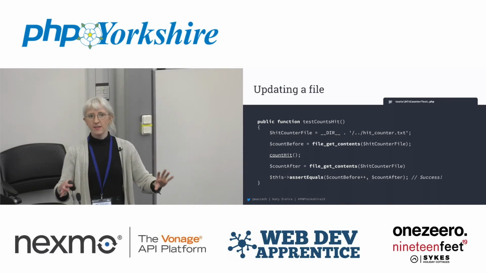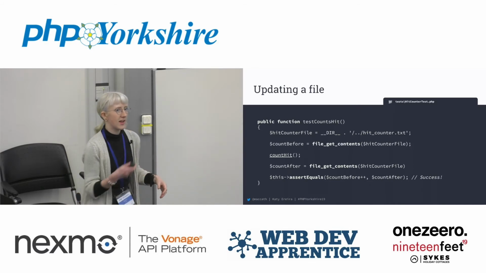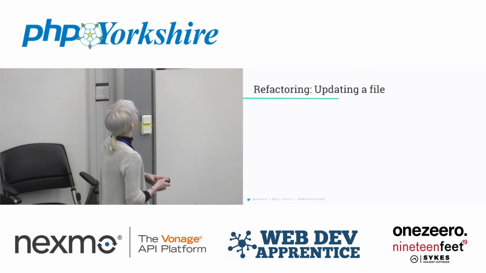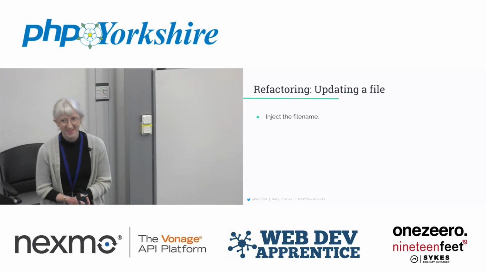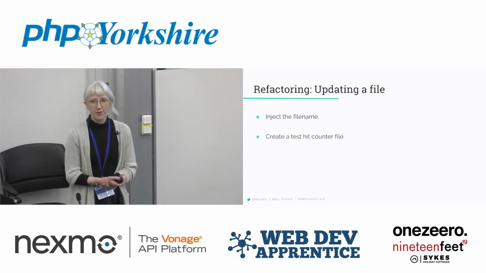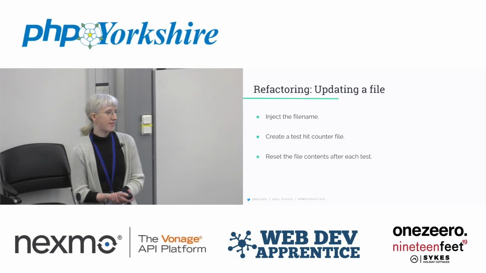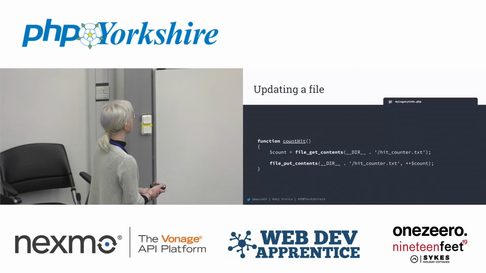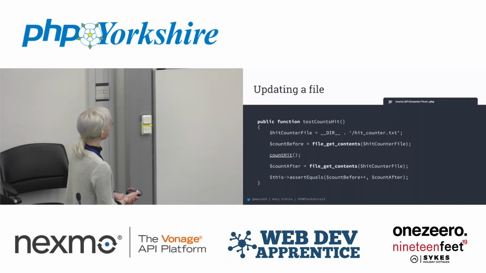And that is a test that works, but it has a side effect. Every time you run the test suite, it's going to increment our hit counter, and your metrics are all going to be wrong. So we need to refactor this, and again we're going to use our amazing dependency injection. And we're going to create a test hit counter file. And then we're going to reset the contents after each test run, so that we've always got a nice blank slate. So again, with the dependency injection, we're going to inject our file and use it.